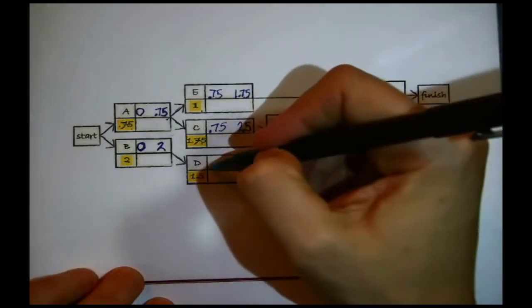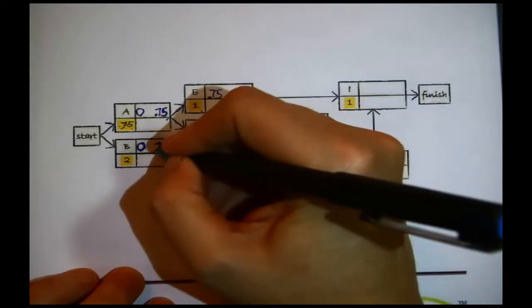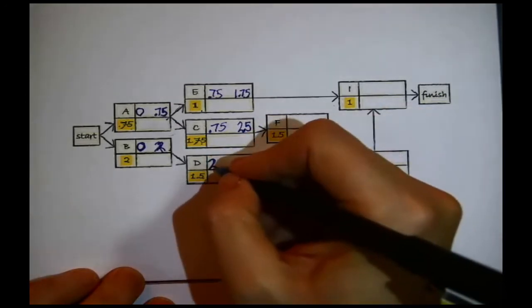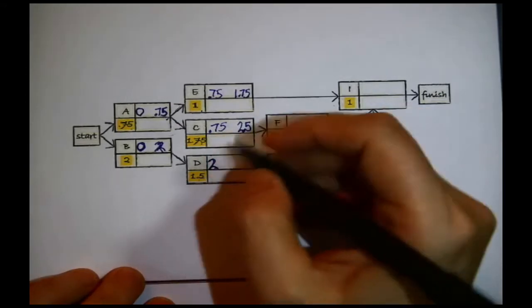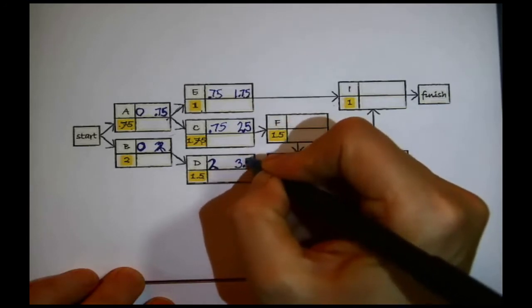D can't start until B finishes. B will finish at the earliest in 2 days, we expect, so that, passing the number forward, becomes the earliest we might start D. D, 2 plus 1.5, might be finished at the earliest, we expect, in 3.5 days.